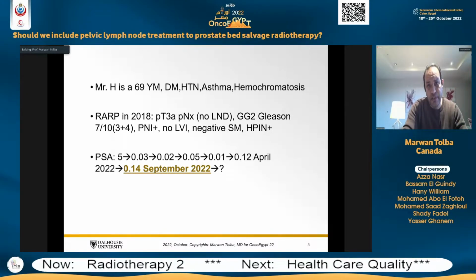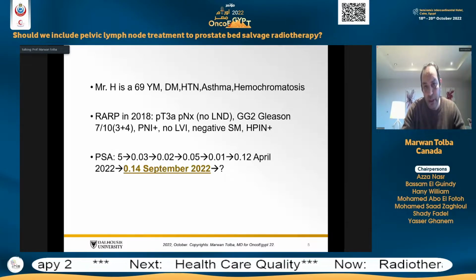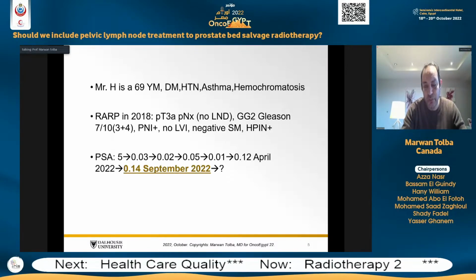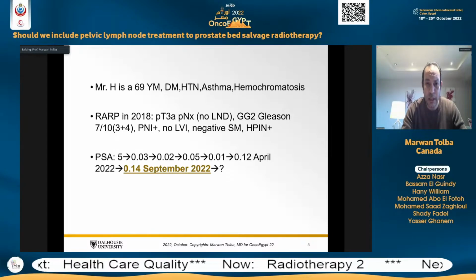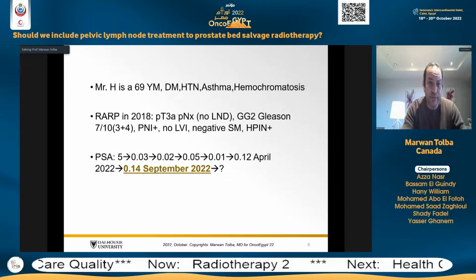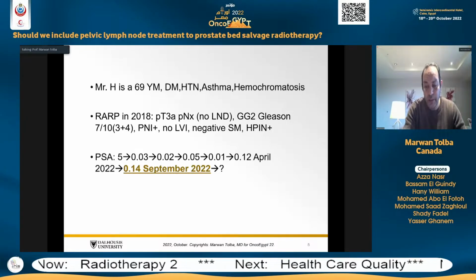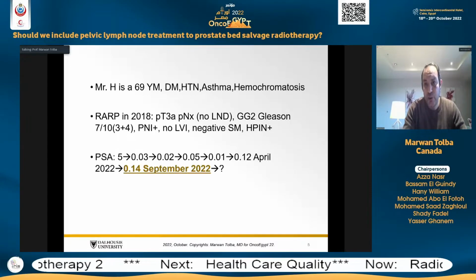Pathology revealed pT3a, no lymph node dissection was done for this patient. Gleason score was 3+4. PNI, perineural invasion, was positive, no lymphovascular space infiltration, negative surgical margin, and high-grade PIN was found. His pre-operative PSA was 5. After the operation, his PSA dropped to 0.03, then 0.02 for a few years. It was undetectable, then it reached 0.12 in April 2022.